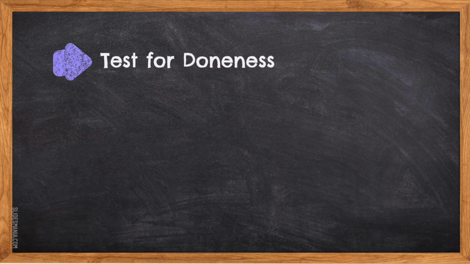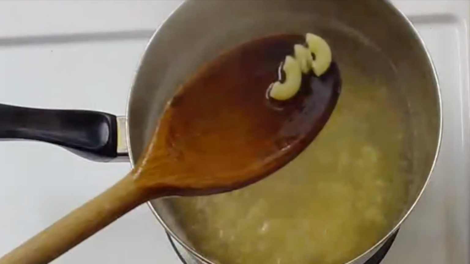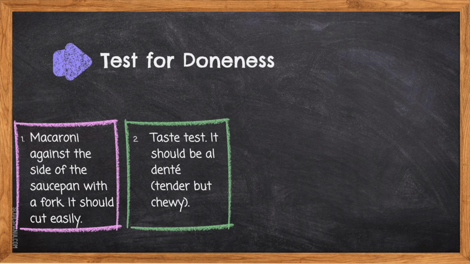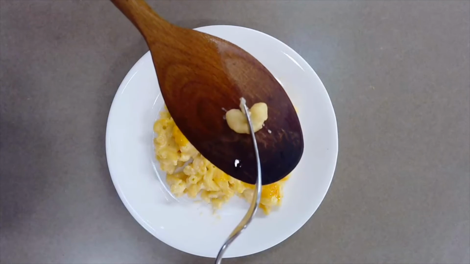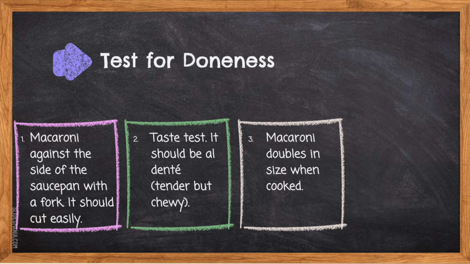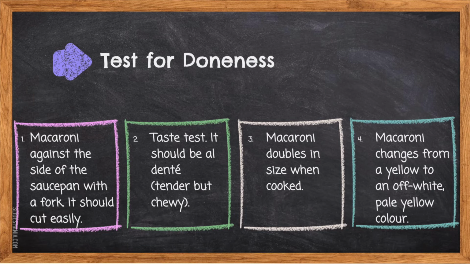Test for doneness. 1. Press a macaroni against the side of the saucepan with a fork. It should cut easily. 2. Taste test. It should be al dente, tender but chewy. 3. Macaroni doubles in size when cooked. 4. Macaroni changes from a yellow to an off-white pale yellow color.